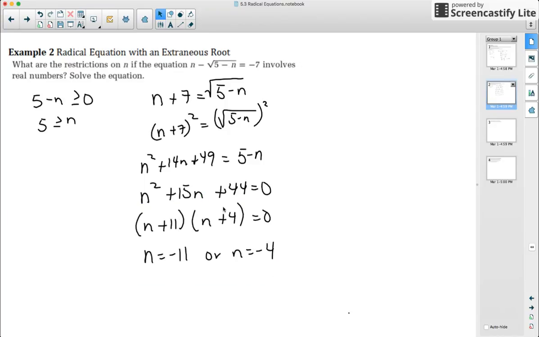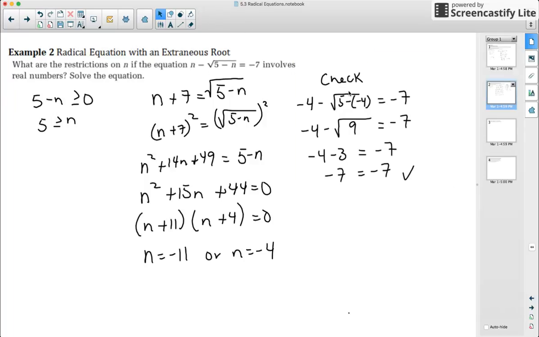If we factor this expression, it becomes n plus 11 and n plus 4. You can use the quadratic formula to do that, or you can just use straight up factoring. What we determine here is that n plus 11 equals 0, or n plus 4 equals 0. When we solve both of those equations, we end up with n equals negative 11 and n equals negative 4. Both of those satisfy this restriction, but we need to make sure that they satisfy this equation. So we're going to check.